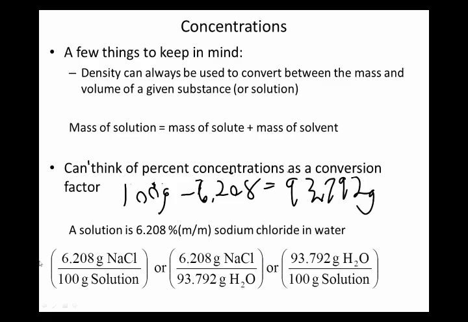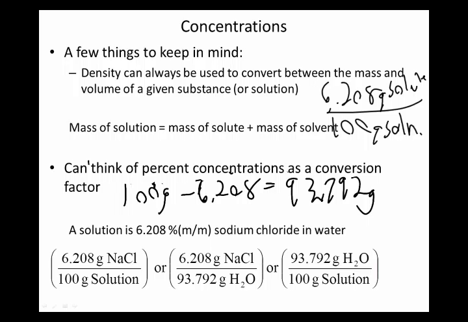Remember this, just like we've always done. What this means, when you see 6.208 percent mass to mass, is 6.208 grams of solute per 100 grams of solution. Okay.